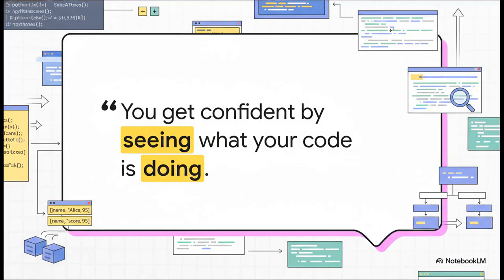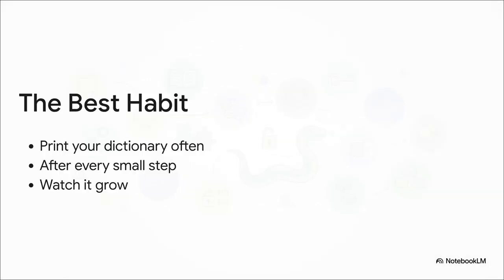Now this brings me to what I think is the most important takeaway from this whole explainer. Real confidence in coding doesn't come from memorizing a bunch of syntax. It comes from being able to see what your code is actually doing at every single step of the way. So the single best habit you can build as a beginner is this. Just print your dictionary. Print it all the time. After your code processes just one word, print it. After 10 words, print it again.